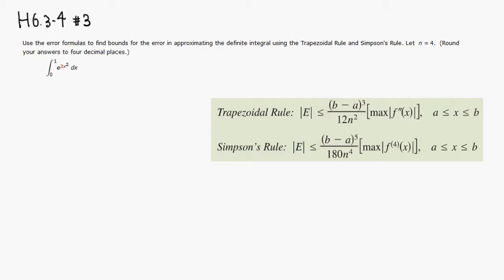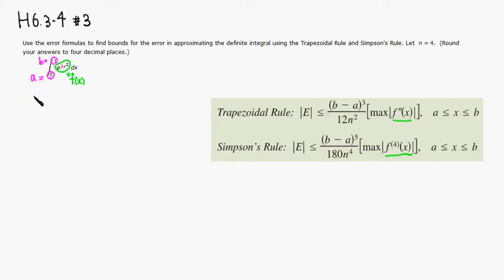Here we know that a is equal to 0 and b is equal to 1. Then we have this function, which is just f of x. It looks like we need to find the second derivative and also the fourth derivative. So we need to find that.